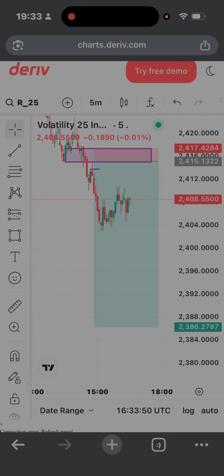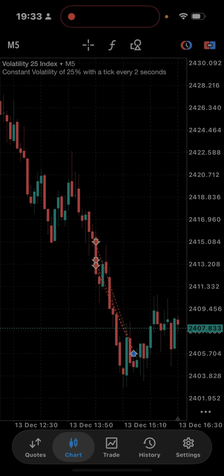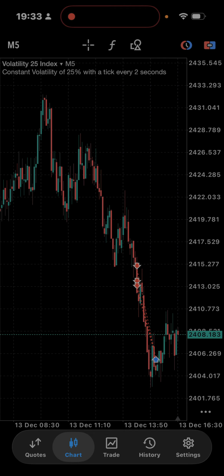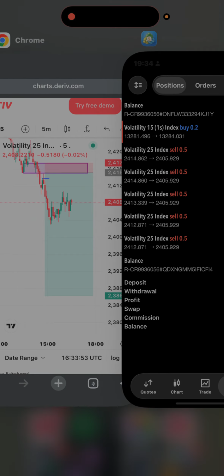Yeah, this trade is still active, though for me, I went out of this trade very, very early, as you can see, right? And I was able to make some withdrawals. So that's a breakdown of this trade that I took.